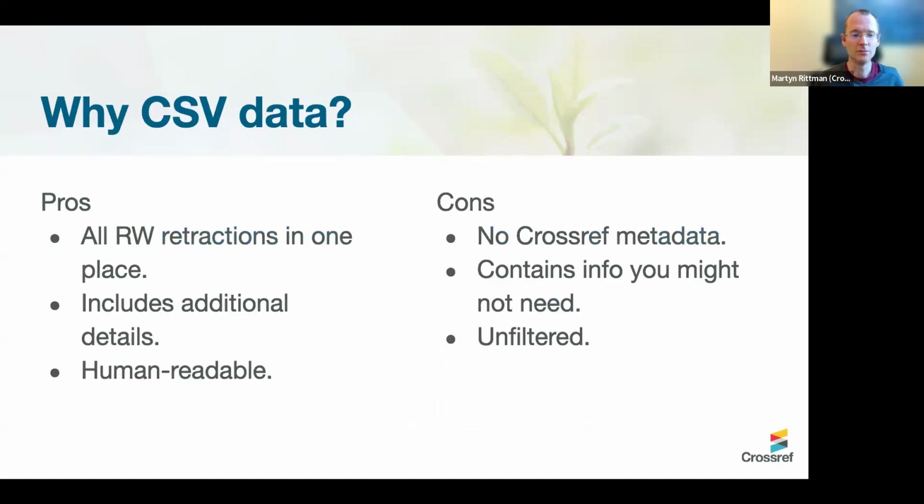There are a few good reasons that you might want to access the CSV file. The first is that it has been available for a while, longer than the REST API, which I'll talk about in a moment. It contains all of the Retraction Watch retractions in one place. So if you want to do a large-scale study on retractions, that might be a great place to start. It also includes all this additional information that Retraction Watch have gathered, which has been curated by them.